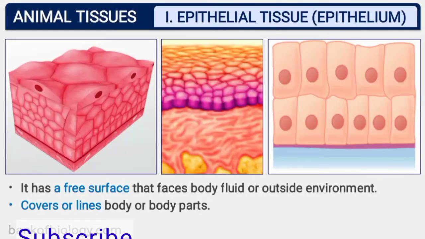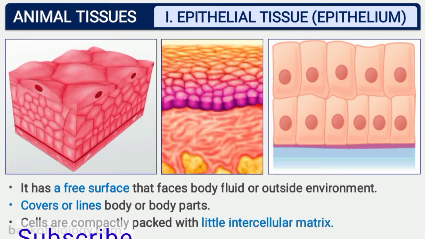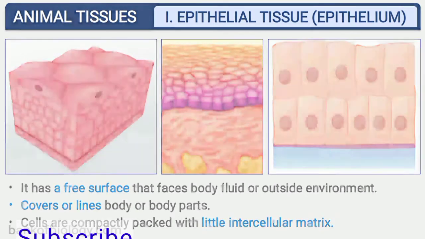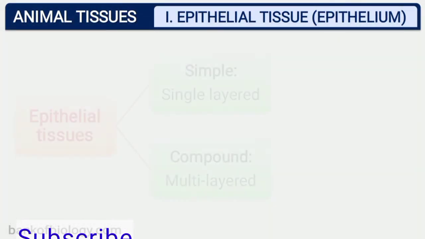As you can see in the diagram, these are the epithelial tissues in the outer covering of the skin, or epidermis. It has a free surface that faces body fluid or the outside environment, which means it is located outside the body. It is the outer covering of the body, and covers or lines body parts. Cells are compactly packed with little intercellular matrix, means to say that it is almost considered to be non-living, whereas it is living to some extent.